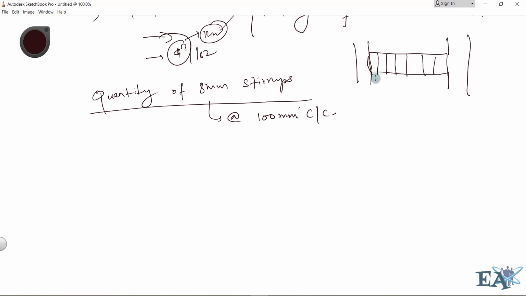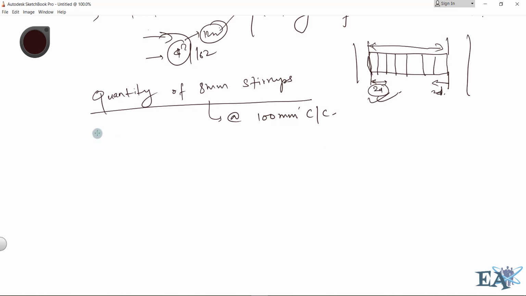Normally the stirrups are placed closer up to a distance of 2d, where d is the total depth of the beam, and here also 2d. They are placed closer near the supports and farther apart in the mid portion, but here I have taken the uniform length just to make the calculations easy, and we will see this accurate thing in our next video. Before moving on, I'll just give you a small concept.